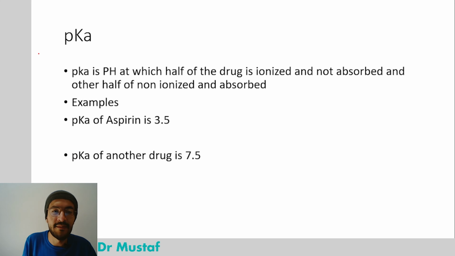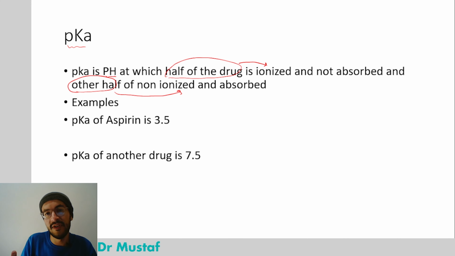Now let's talk about the pKa. The pKa is simply the pH at which half of the drug is ionized and not absorbed, and the other half is not ionized but it is absorbed. So one half would have a charge and it would not cross the barriers, so it would not be absorbed, and the other half would have a neutral charge and it would be absorbed.